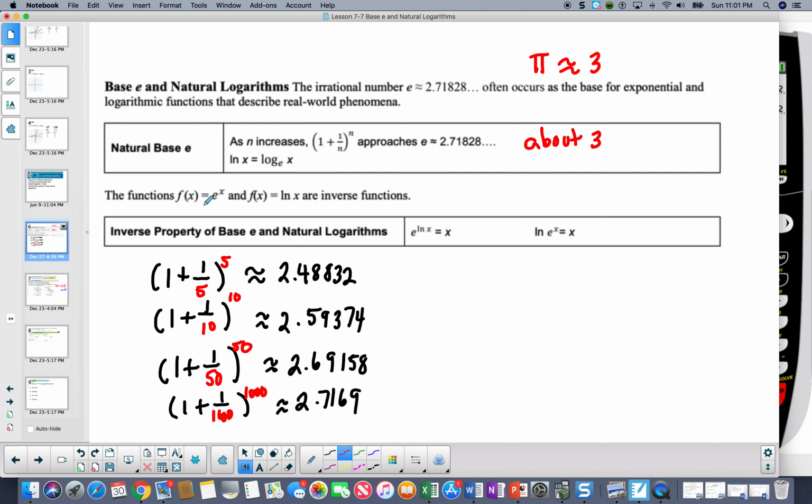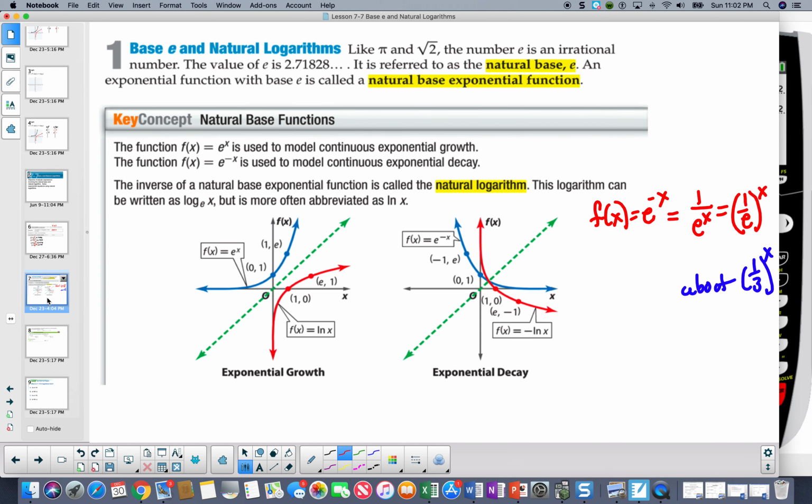Okay, so f of x is equal to e to the x is the exponential function, and the natural log of x is the inverse function. So when you take a composite, you're going to get x, and if you take the composite in the reverse direction, you're going to get x as well. This again is the graph of the exponential function, e, and here's the natural log of x.